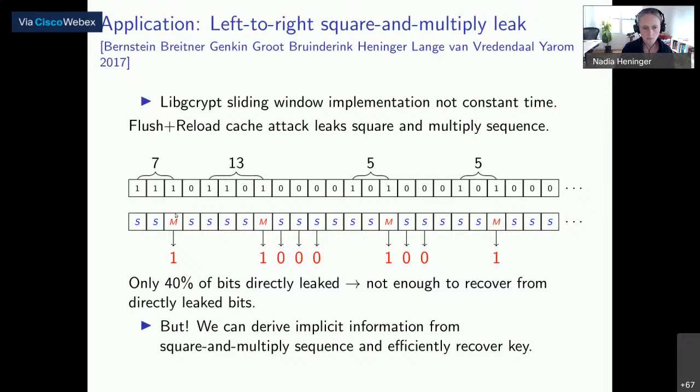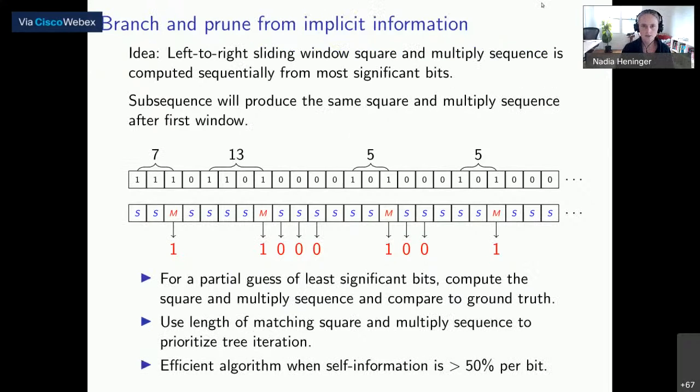But it turns out that there's a lot more information here than the directly leaked bits, because we still have the whole sequence of squares and multiplies, even though we don't know what the multipliers are. And so if you use the sequence of squares and multiplies as implicit information to filter the key possibilities, then this allows efficient key recovery in this case. The left to right sliding window squaring and multiply sequence is monotonic in the sense that if you're lined up at the beginning of a window, you will compute the same sequence of squares and multiplies as the ground truth. And if you're not lined up properly with a window, there might be a little bit of difference in the beginning, but eventually the windows will line up and you'll have the same sequence of squares and multiplies.